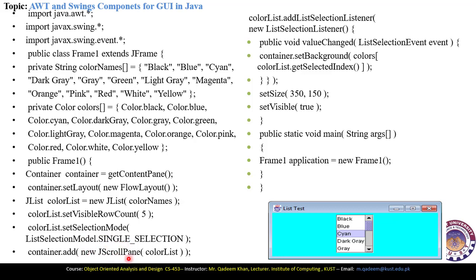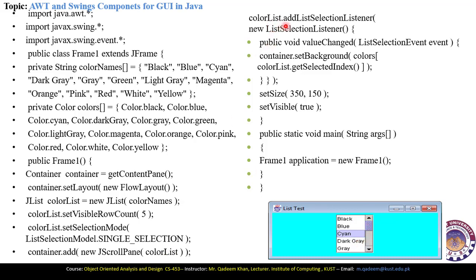container.add(new JScrollPane). So here the scroll pane is added to the container. The scroll pane will be added to the window here. And inside of the JScrollPane we have colorList, because this scroll pane is added to this color list.